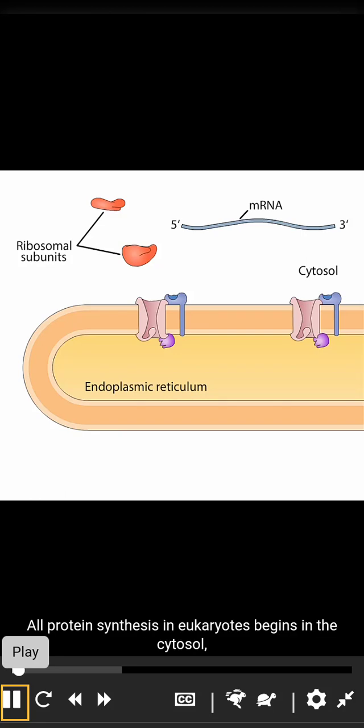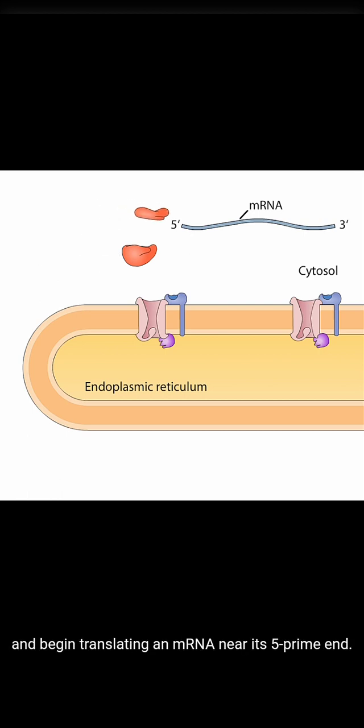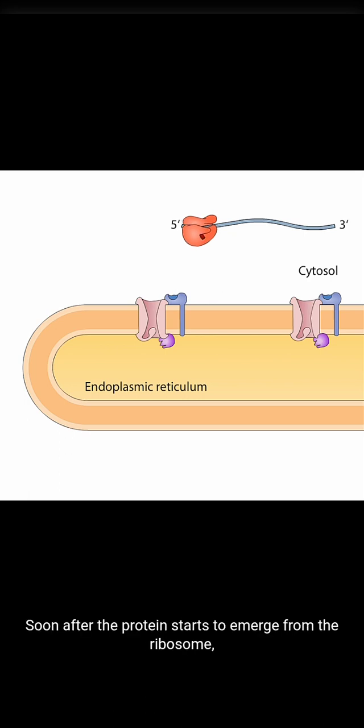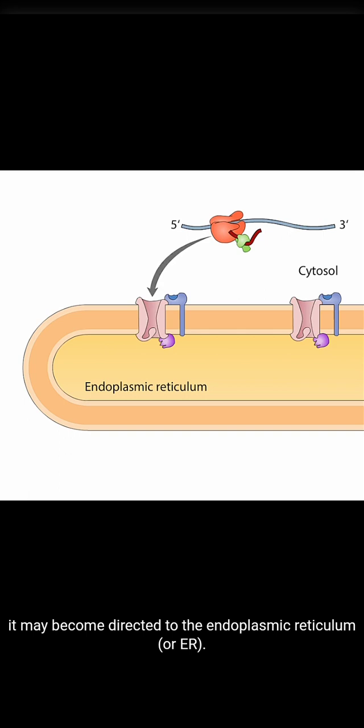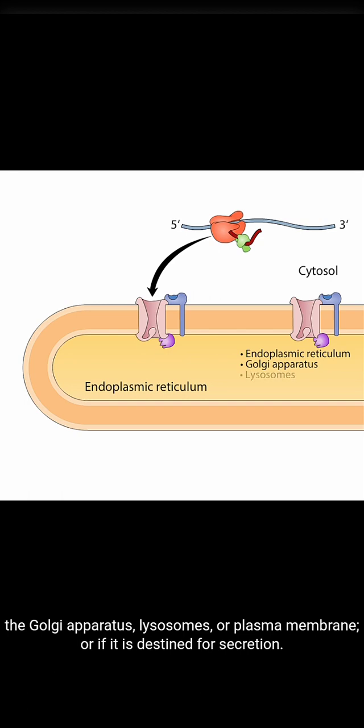All protein synthesis in eukaryotes begins in the cytosol, where ribosomal subunits come together and begin translating an mRNA near its 5' end. Soon after the protein starts to emerge from the ribosome, it may become directed to the endoplasmic reticulum, or ER. It is targeted to the ER if it is ultimately destined for incorporation into the ER, the Golgi apparatus, lysosomes, or plasma membrane, or if it is destined for secretion.